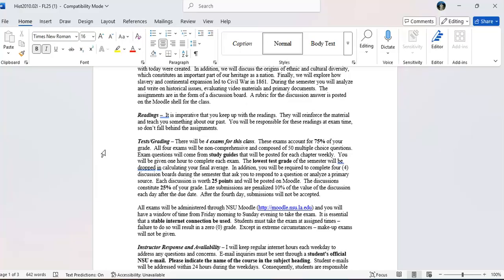The exams are 50 multiple choice questions, and those exam questions come from the study guide, which I post ahead of each exam. So a given exam might cover 3 to 4 chapters in the textbook, and you're going to be reading those chapters and working on a study guide.